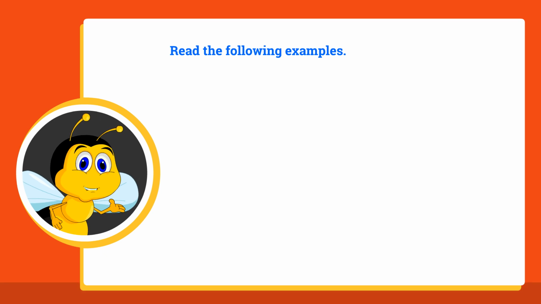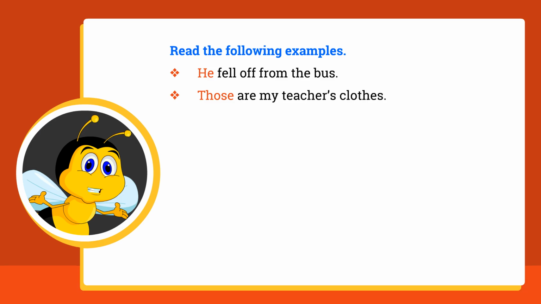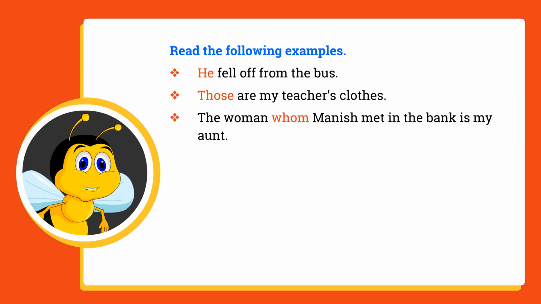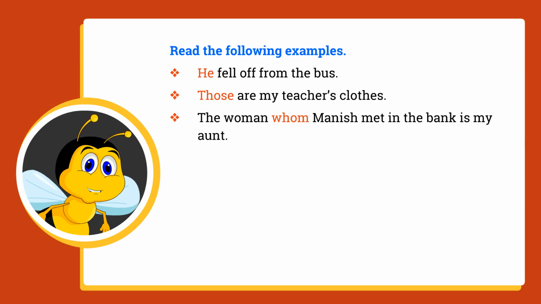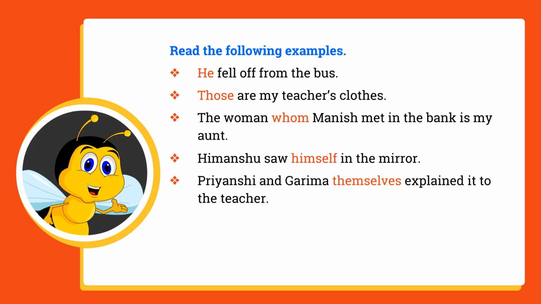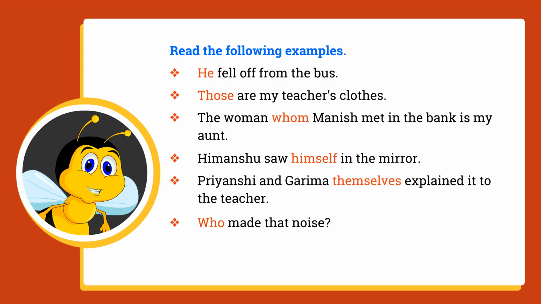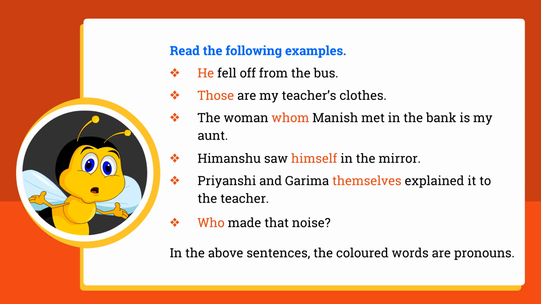Read the following examples. He fell off from the bus. Those are my teacher's clothes. The woman whom Manish met in the bank is my aunt. Himanshu saw himself in the mirror. Priyanshi and Garima themselves explained it to the teacher. Who made that noise? In the above sentences, the colored words are pronouns.